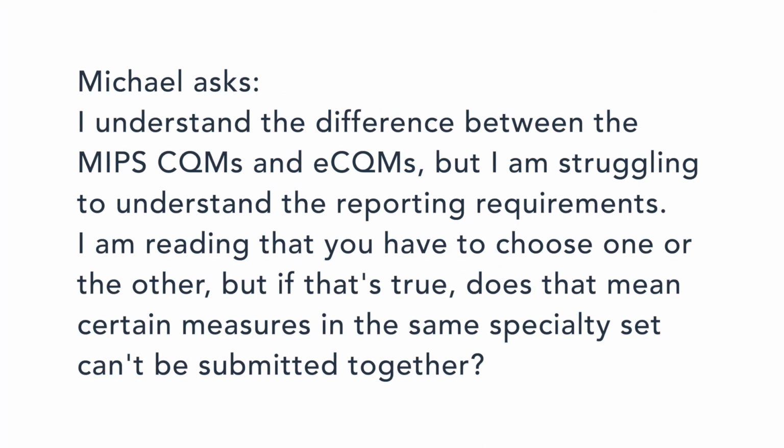First question for you today, Dr. Mingle, is from Michael. And Michael asks, I understand the difference between the MIPS clinical quality measures, which are MIPS CQMs, and electronic clinical quality measures, which are eCQMs, but I'm struggling to understand the reporting requirements. Are you not able to have a mix of the two in your quality submission? I am reading that you have to choose one or the other, but if that is true, does that mean that certain measures in the same specialty set can't be submitted together? For example, like number 155 and number 318 under podiatry. Any feedback you could provide would be greatly appreciated.